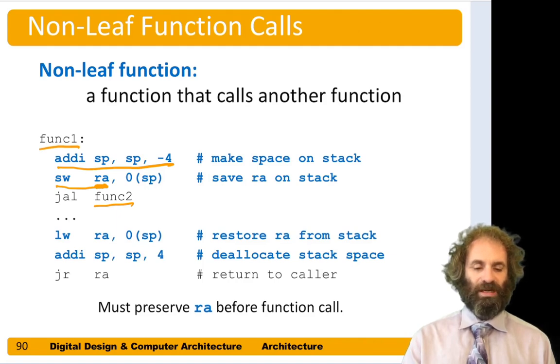So when we come back, we've got our answer in A0, and we need to load RA back off of the stack and move the stack pointer back to where it was. So any sort of non-leaf function that's going to call another function is responsible for saving the return address first.